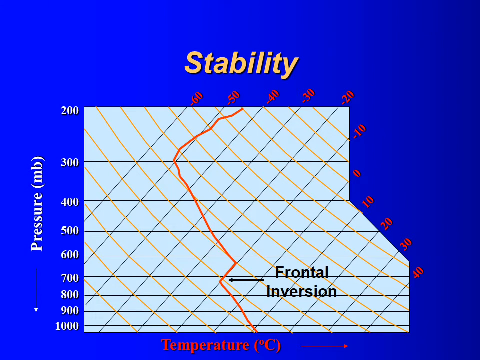So this is what it would look like on a skew-T log P diagram. Notice that down below, temperature decreases with height, and then above the front, temperature also decreases with height. Right in between, though, where you have the inversion, you've got either temperature constant or perhaps increasing with height.